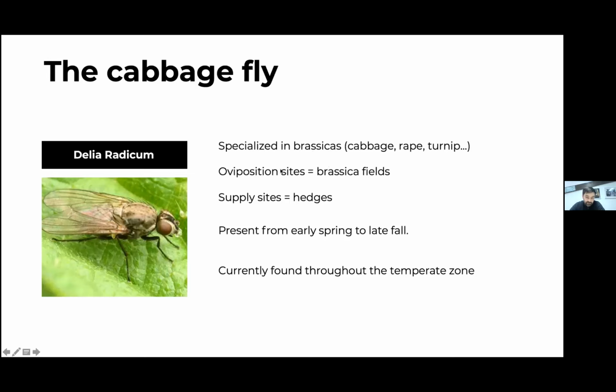The cabbage is mainly the laying site. He uses brassica and also cabbage for his larvae, mainly for laying, and the supply sites or feeding sites are the edge. So you imagine you have your landscape, with some fields of cabbage, and you have the edge. Loosely speaking, the fly will feed inside the edge, follow the edge, see some cabbage field, and lay and reproduce in the field.